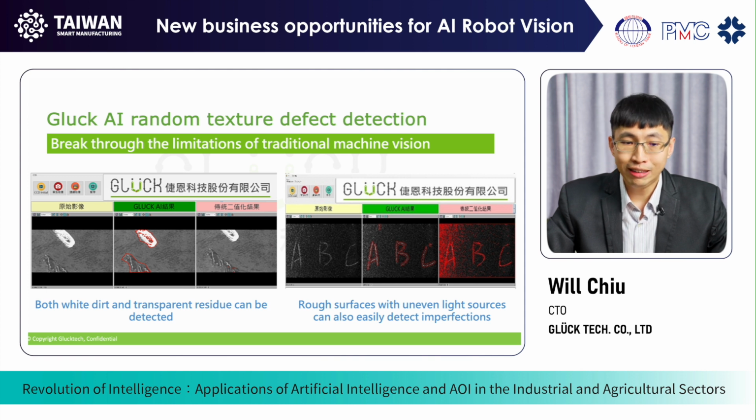At the end of the inspection section, we will show you the AI random texture defect detection. AI technology is effective in detecting defects within complex and random backgrounds, which is not easy for traditional methods. Therefore, when facing complex inspection challenges, combined AI and AOI is the future trend. You can see the image in the slide. Both white dirt and transparent residue can be detected successfully by AI technology.